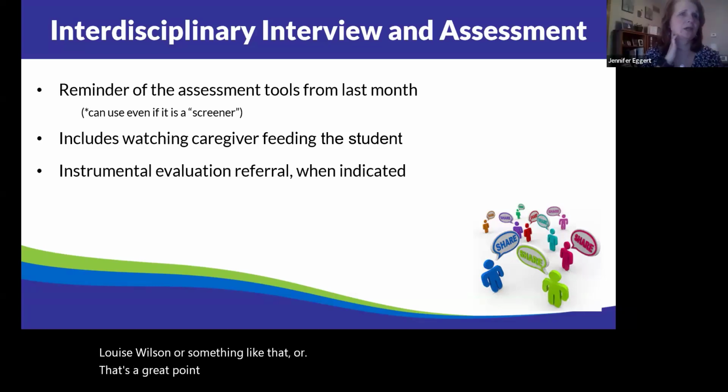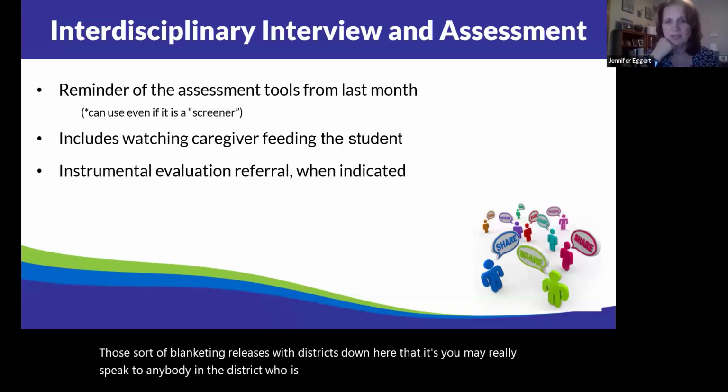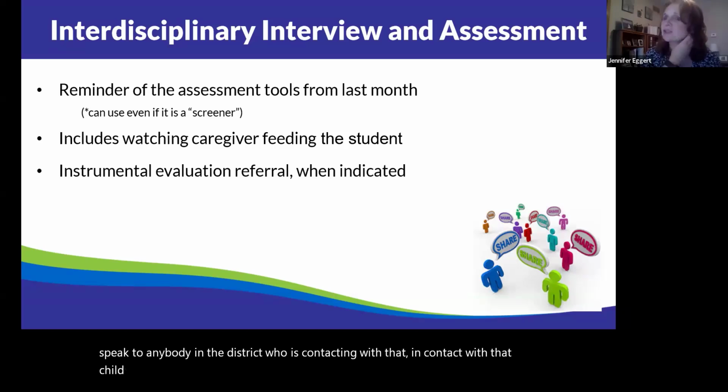And I know working clinically, as I still do, I often get those sort of blanketing releases with districts down here, that you may really speak to anybody in the district who is in contact with that child. So thank you for that clarification.